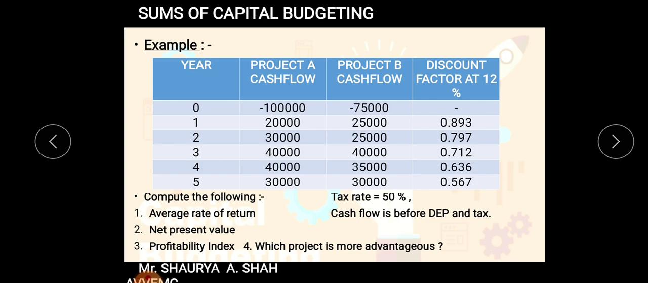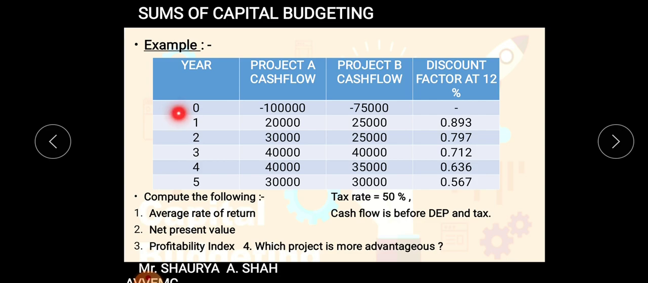This is asked two times in your university exam. First, the years are given. The years start from 0, 1 to 5, right? Generally we have from the first year, but here the 0 year is also given. What does 0 year indicate? If you see, project A cash flow is given, project B's cash flow is given, right? So there are two projects having cash flows, then the discounting factor at 12% is given, students, right?